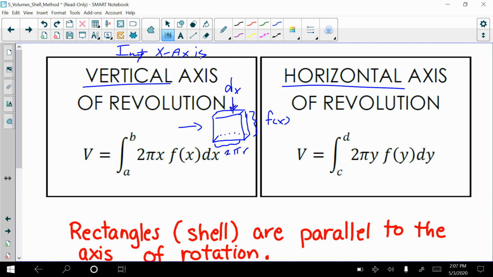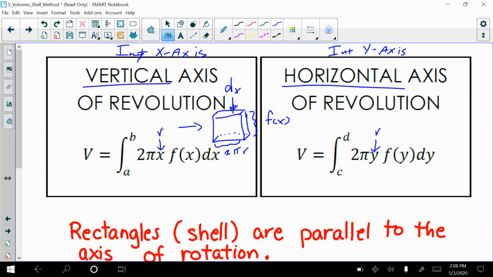The horizontal axis of revolution, where we're revolving something around the x-axis, will give us our interval on the y-axis instead. And this is where you would need to take your functions and solve them in terms of y if you needed to. This x here and this y here are essentially just the radii of whatever your cylinder is. So those are going to be given to you by the function itself, or by the problem itself.